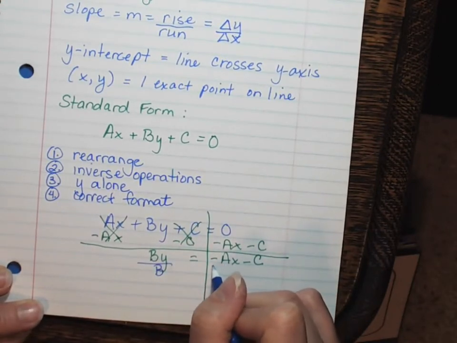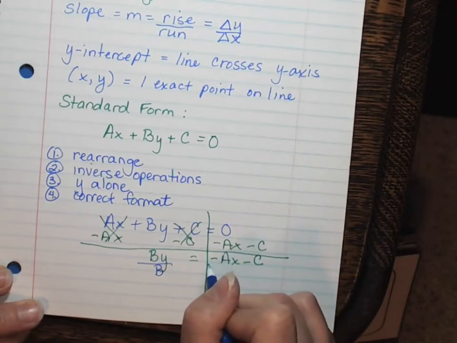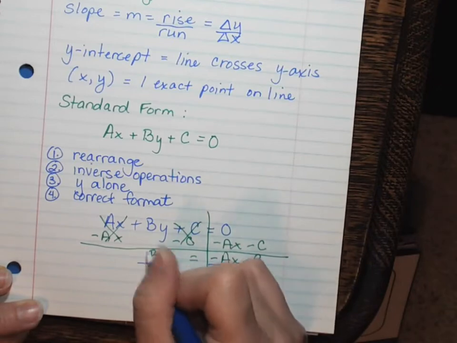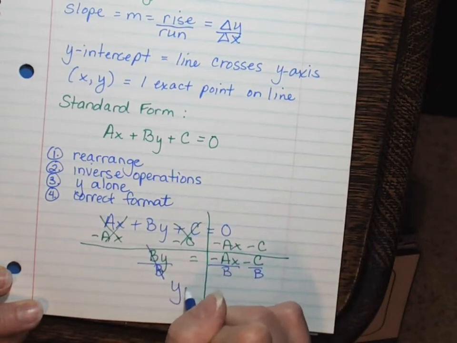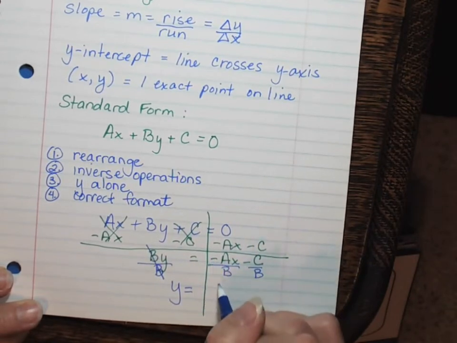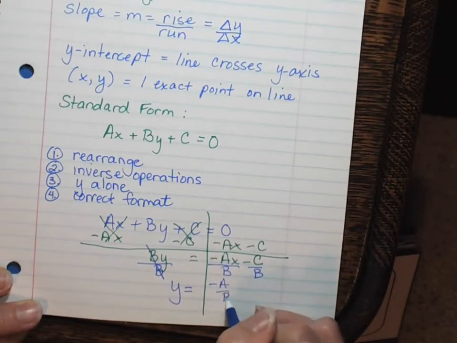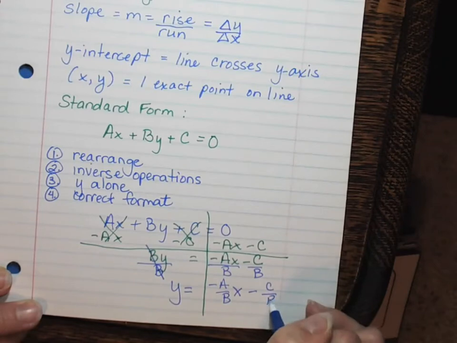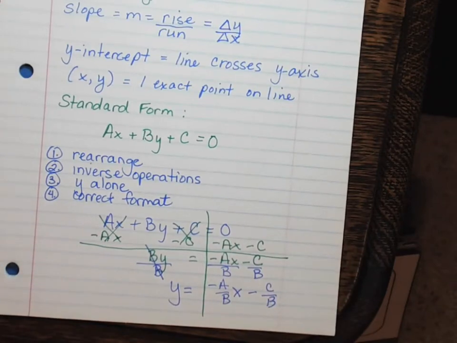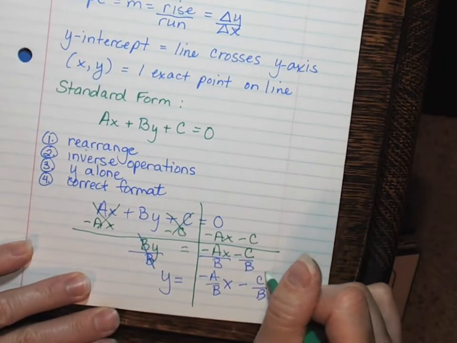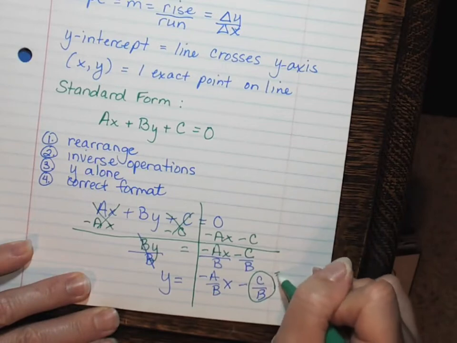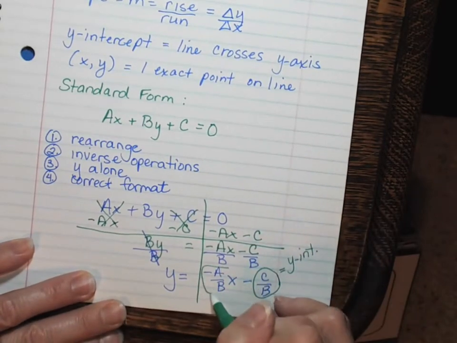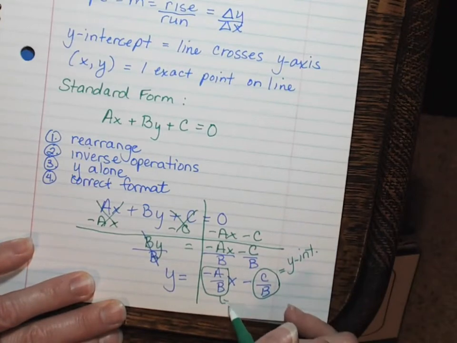So I'm going to divide the entire equation by b. So I'm going to divide that by b and divide that by b. Now these cancel. Y is alone. I have negative a over b x minus c over b. So whatever this point is, this is my y-intercept, and whatever value this is my slope.